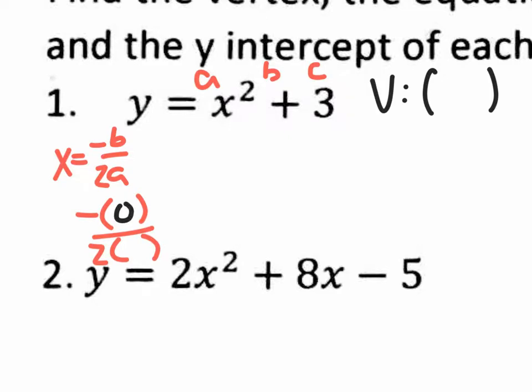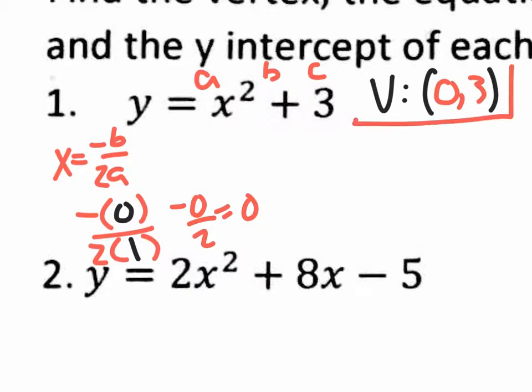Okay, and a is 1, right? But when you think about this, negative 0 divided by 2, negative 0 is still 0, divided by 2 is still 0. So our x value of our vertex is 0. Now you want the y value. Anytime your x value is 0 on a standard form quadratic, your output is going to be what? The c value, 3. That's correct. So the output is 3.